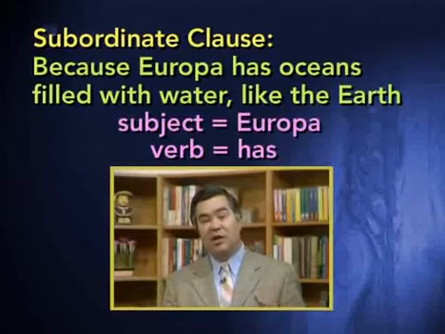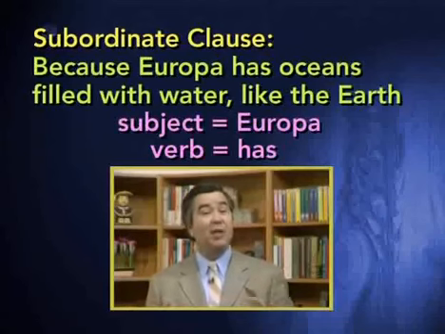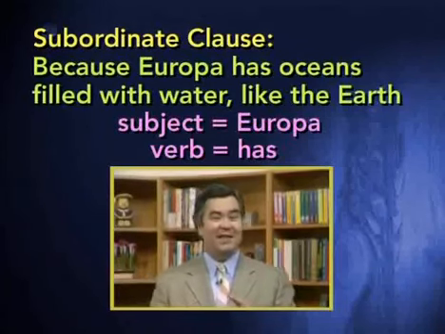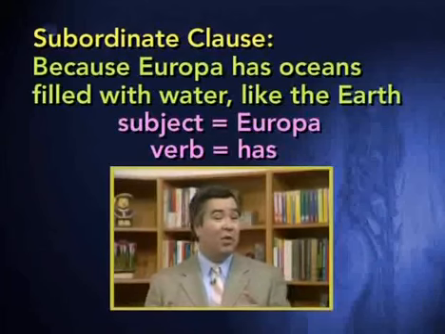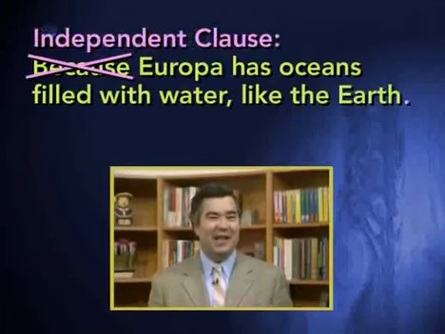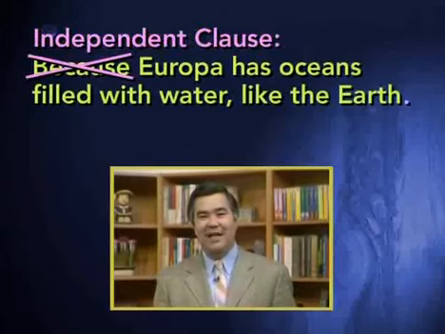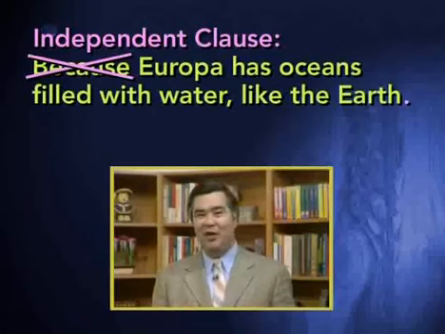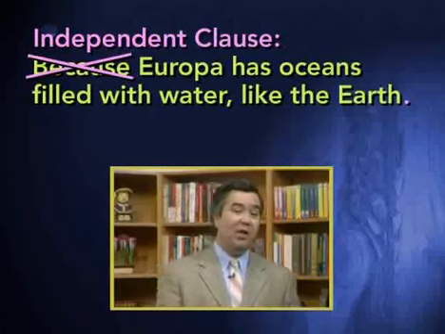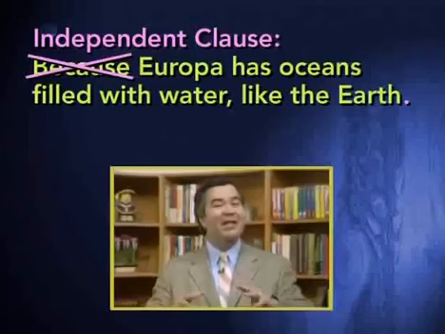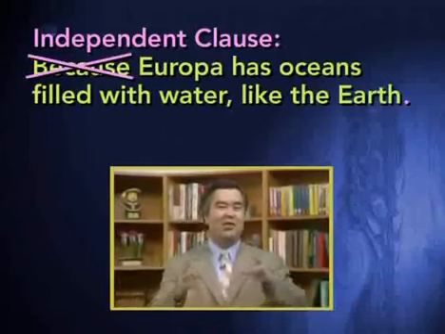This is a subordinate clause because it begins with the subordinating conjunction because. Notice that having the subordinating conjunction because there makes this into a subordinate clause. If you were to take away that subordinating conjunction, the sentence would become an independent clause. It could stand alone as a sentence. The sentence would then say, Europa has oceans filled with water like the earth. Now that sounds like a complete thought. But when you put the subordinating conjunction because in front of it, it makes the clause less important. It makes it feel as though it needs to be attached to something else in order to express a complete thought. So this is the second type of clause.